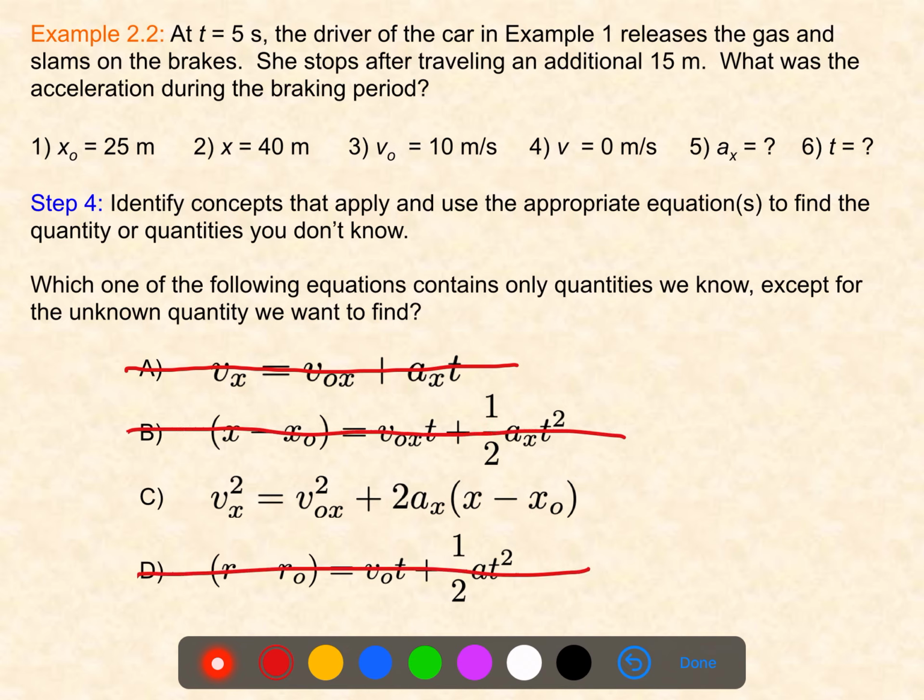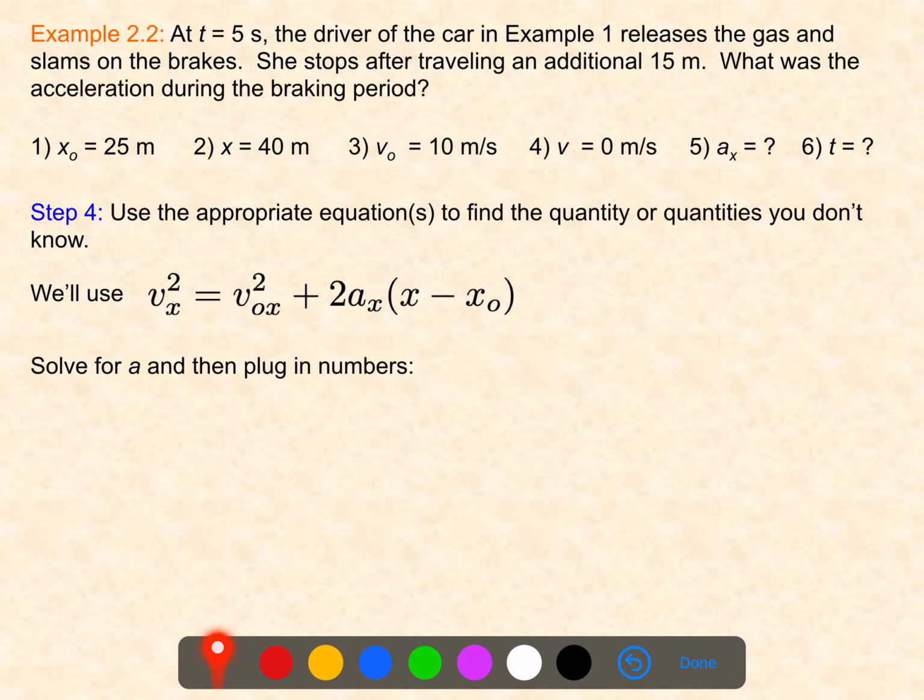There's really only one choice out of these options here, and that is to use the time-independent kinematic equation. In this equation, we know the final velocity, the initial velocity, and the change of position, so all that's left to solve for is the acceleration rate, which we can now solve for.